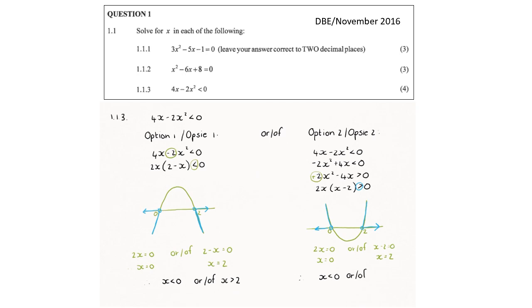This question counted 4 marks, and for both of the options you get 1 mark for the correct factor, 1 mark for the correct method, 1 mark for x less than 0, and 1 mark for x greater than 2.